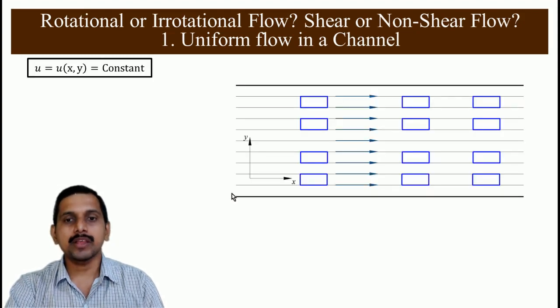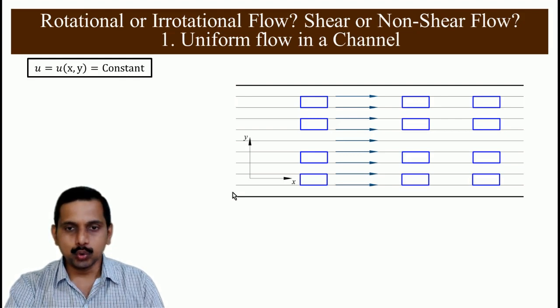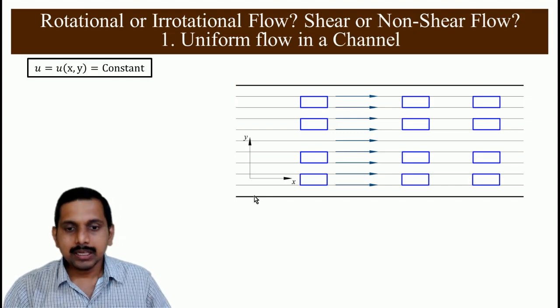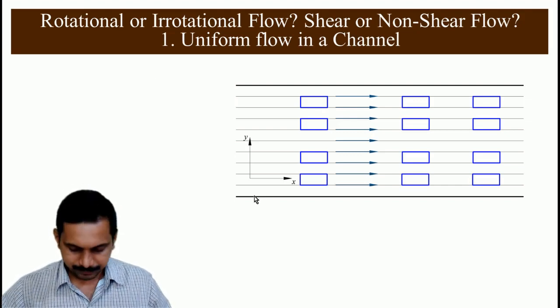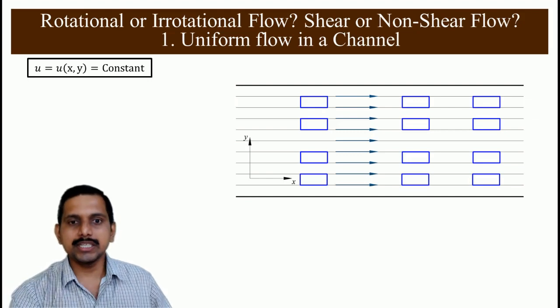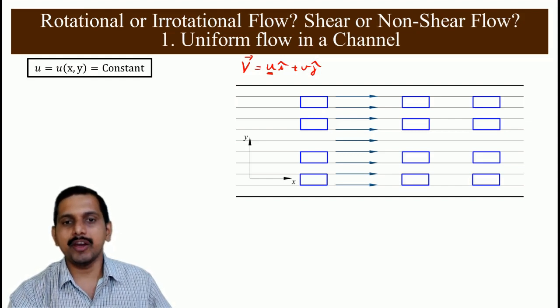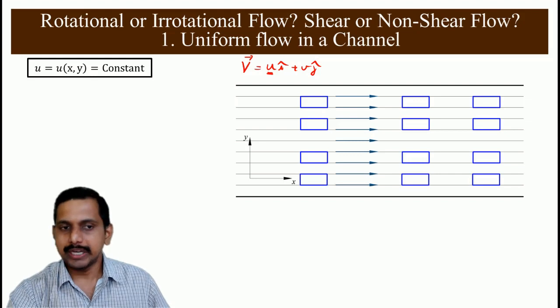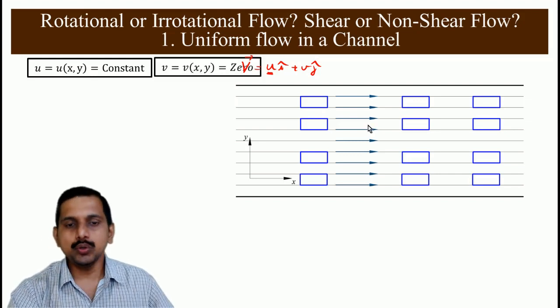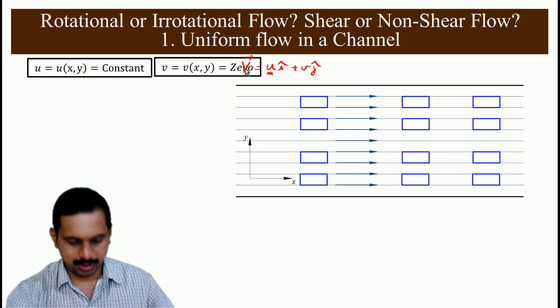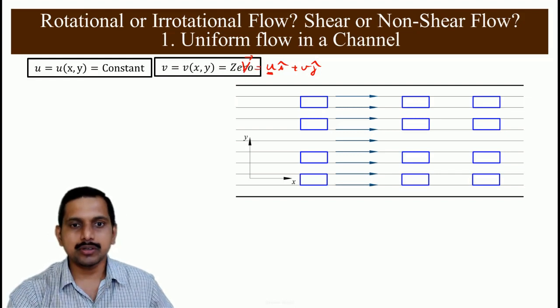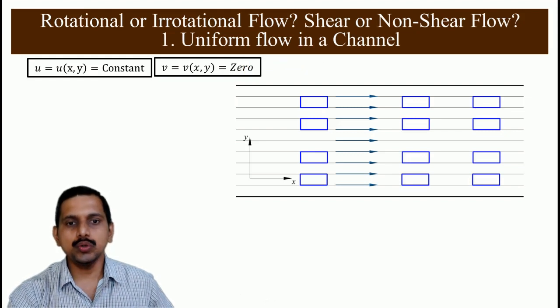First we will discuss a uniform flow in a channel. Now when you say uniform flow in a channel, here u is the velocity in the x direction. For example, if I consider velocity vector which is given by ui plus vj. Now this u is constant, and u of xy, everywhere it is constant. That is a uniform flow in a channel example, and v goes to 0.